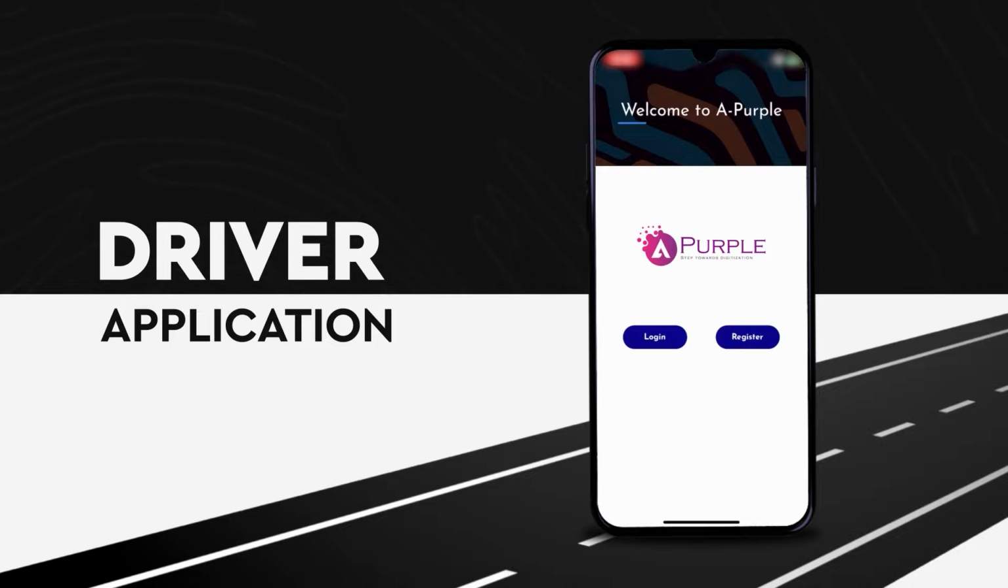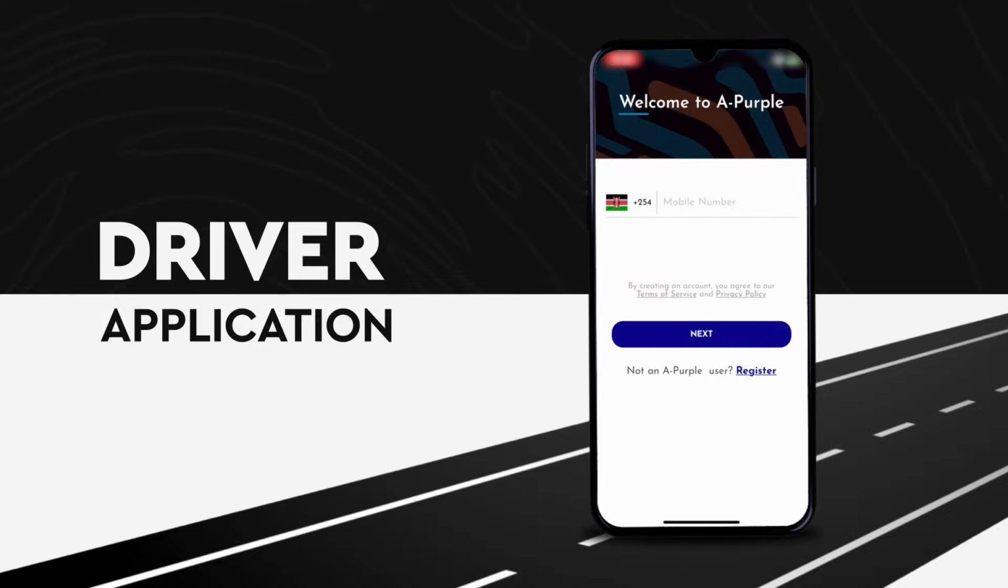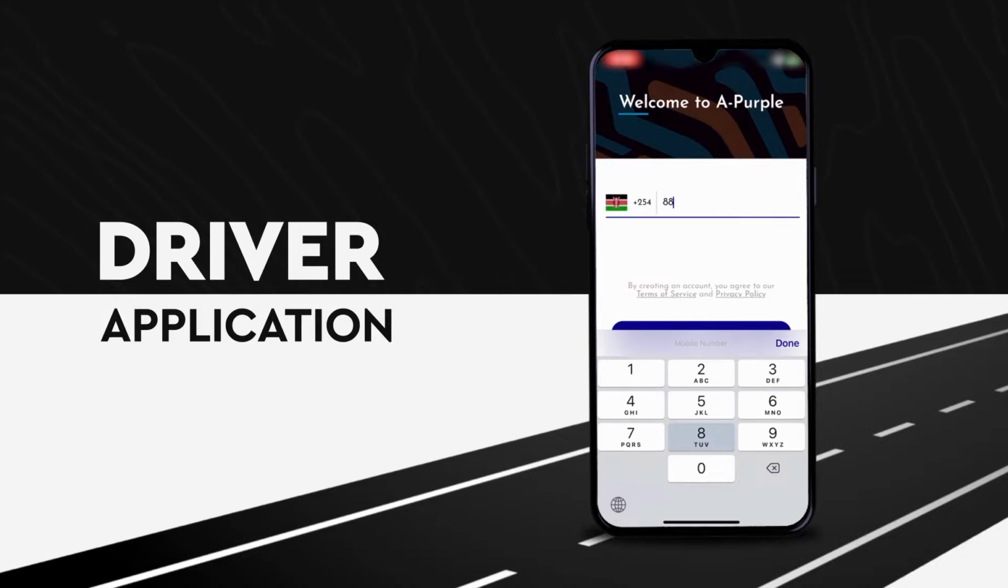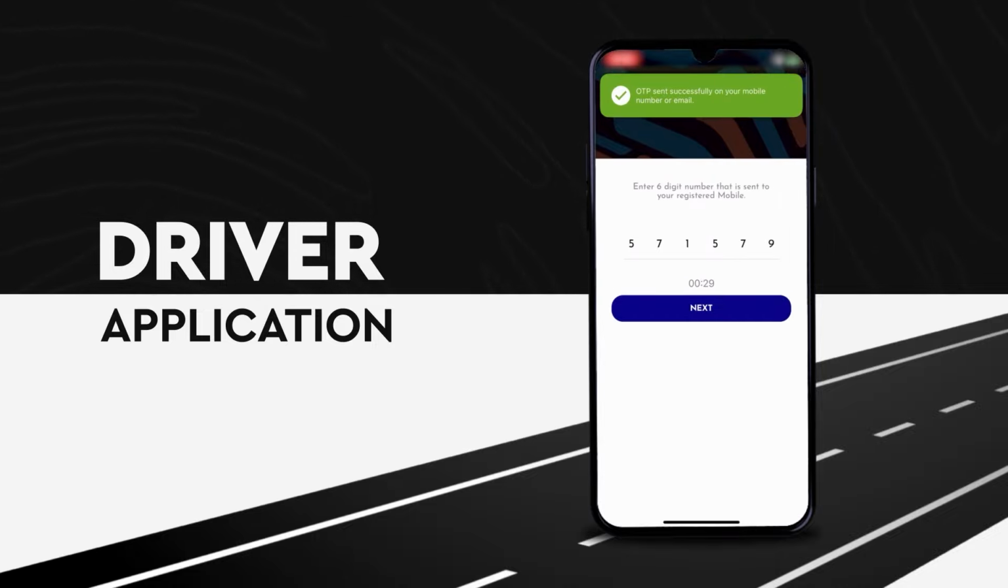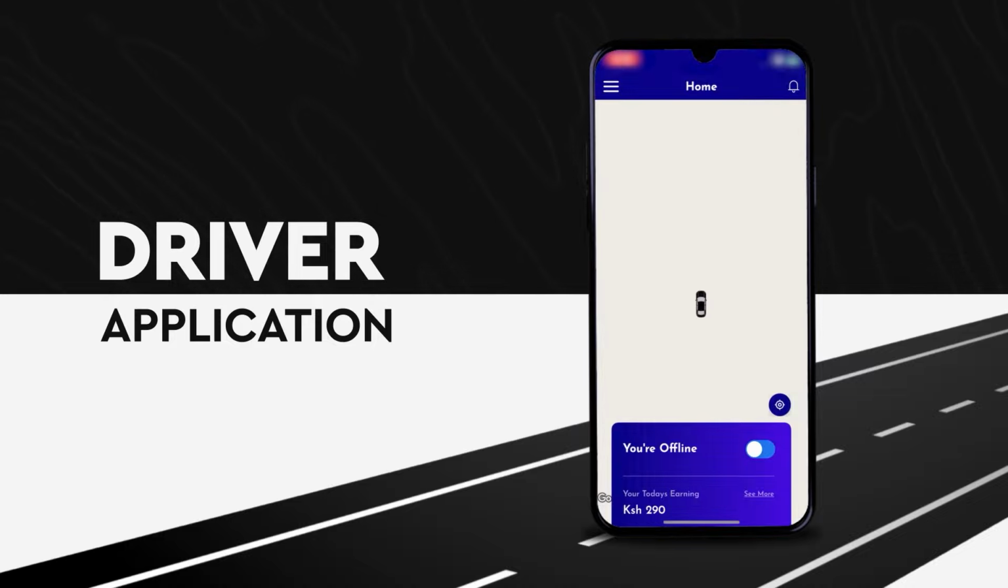So after receiving the approval, the driver can log in the app. He or she can use his mobile number to log in, and after entering that, there will be an OTP that will be generated by the app. By autofilling or manually adding the OTP, the driver can hit next and successfully log into the account.